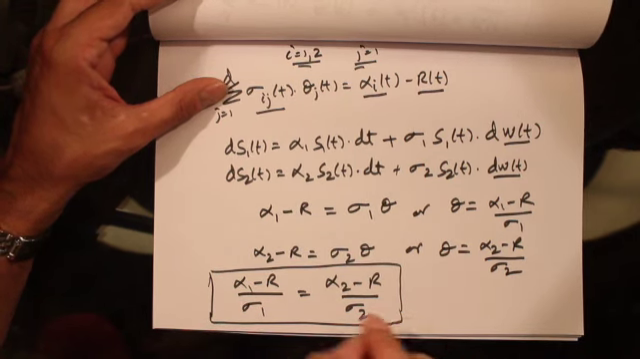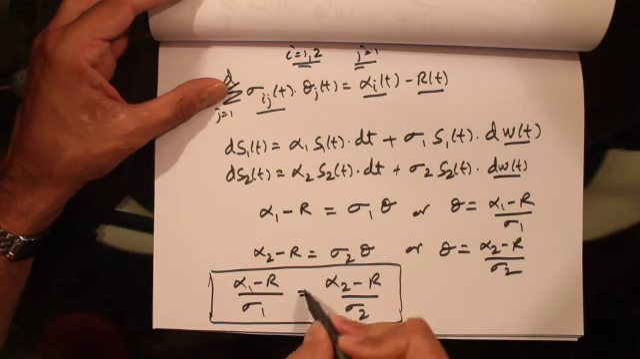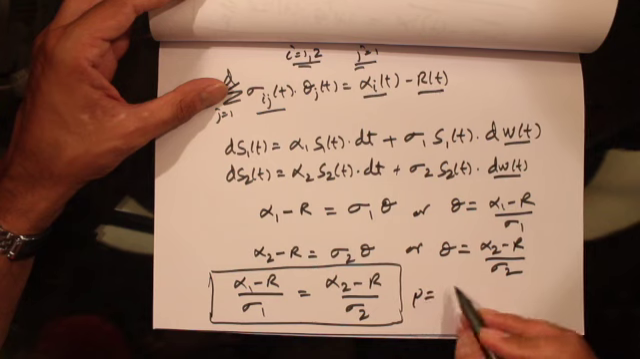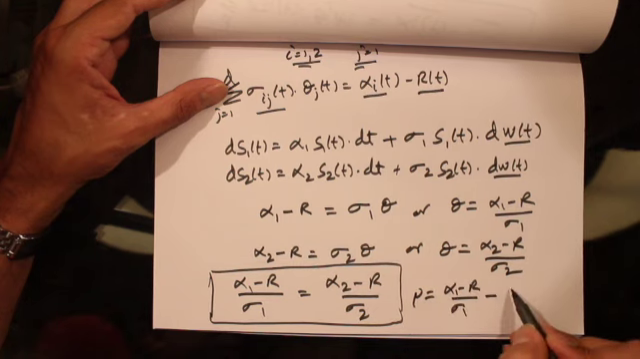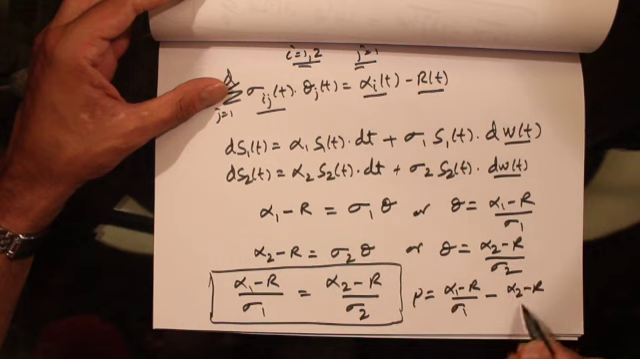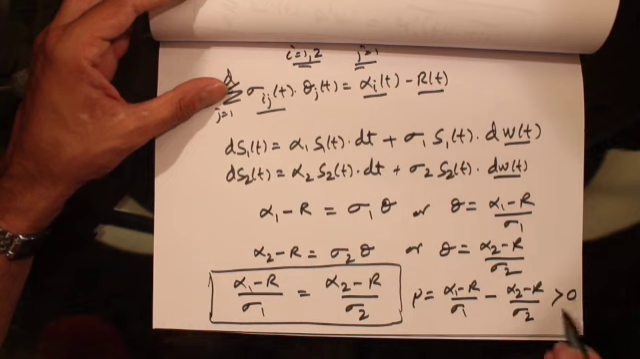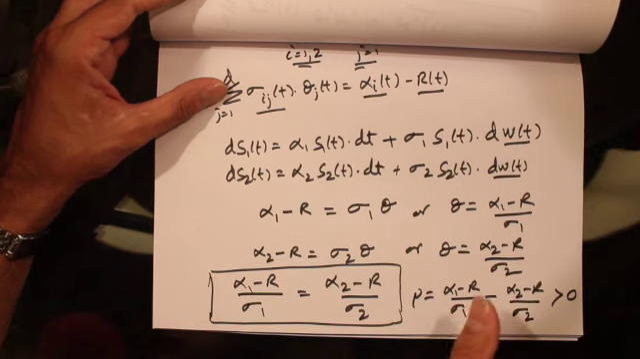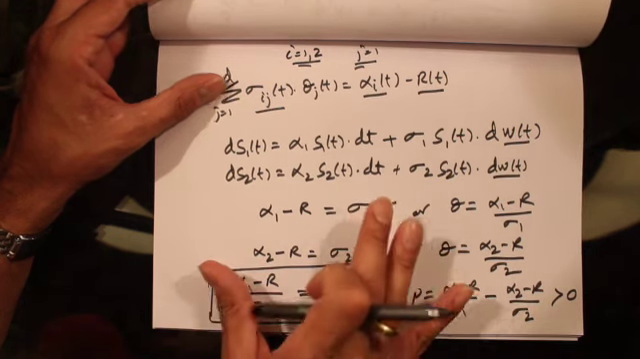But let's assume that this is not the case, that these two are not equal, and let's define mu equals (alpha 1 minus r) by sigma 1 minus (alpha 2 minus r) by sigma 2, and let's assume that this is greater than 0. So it's not equal to 0. The difference in these two is greater than 0. And let's see how the arbitrage is going to play out in this model.